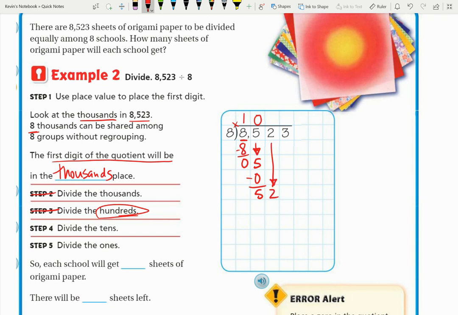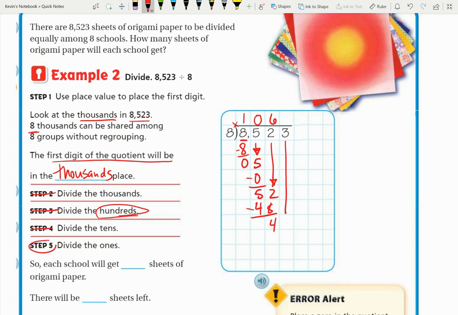So we're going to divide by, and it's still kind of part of the hundreds. Think 52 divided by 8. What times 8 gets close to 52 is 6. And then we do 48. Subtract, and we know 52 minus 48 is 4. And then we bring down, and we just did step 4, the tens.